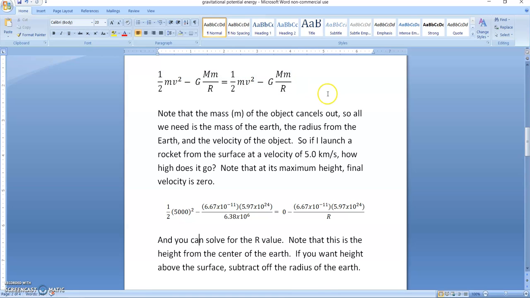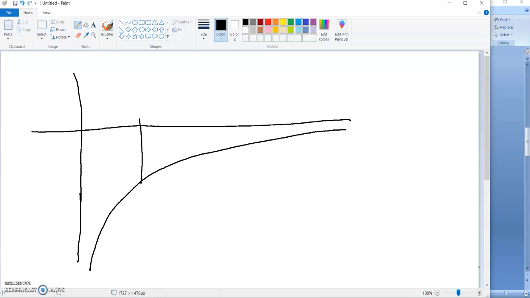Now, for today, I want to talk about escape velocity. If I've got a rocket on the surface of the Earth, so this much potential energy, I want to launch it with some velocity such that it completely escapes the Earth. What does that mean in terms of the energy? Well, if it's escaping the Earth, let me come back to my drawing here from yesterday.